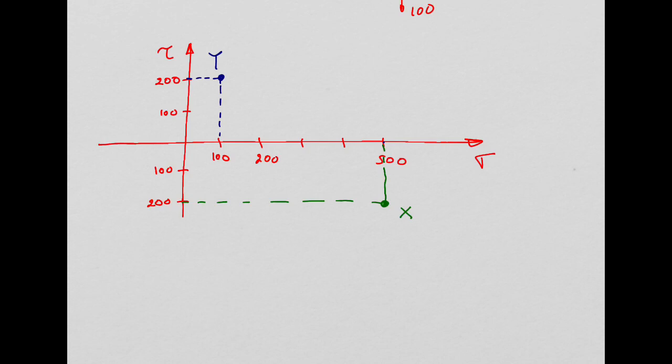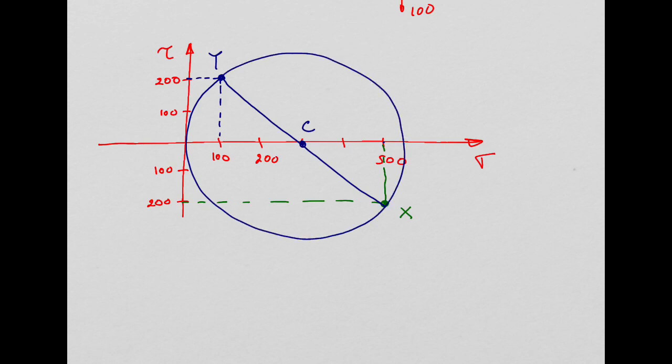And then I have these two points, x and y. I just connect them with a line. The iPad doesn't like this. I connect them with a line. Oh, I did this so well that this is going to be the center of my Mohr circle. The intersection of this line with the horizontal axis gives me the center. This and this, this is going to be the radius of my Mohr circle. So the only thing I have to do now is draw a circle with a center at point C. Okay? This is my Mohr circle.